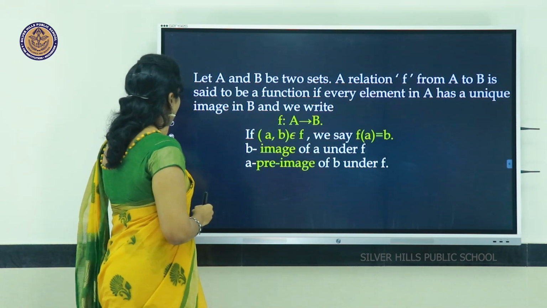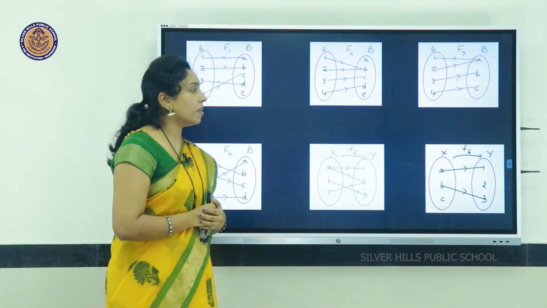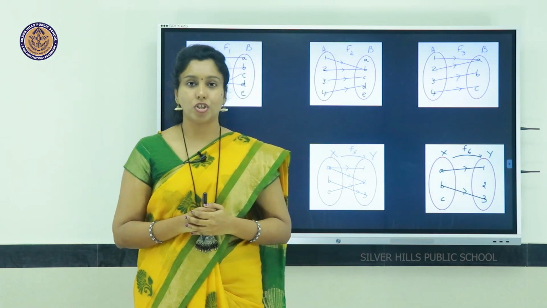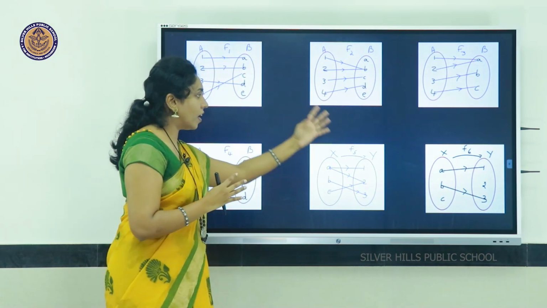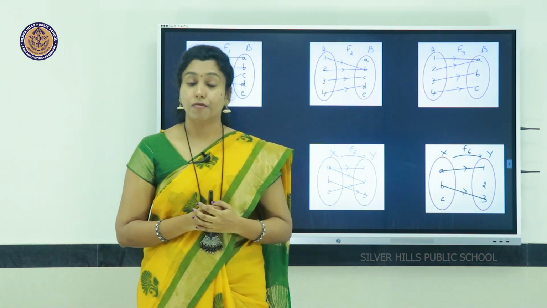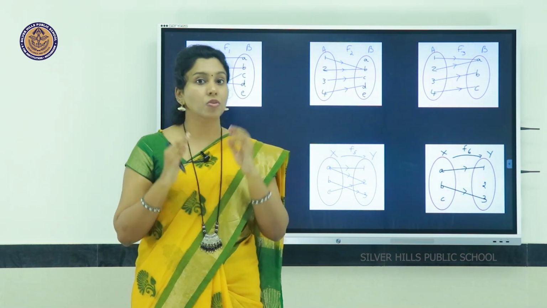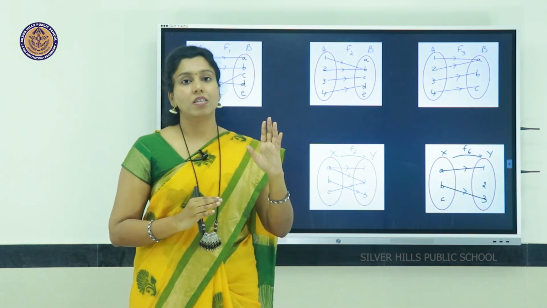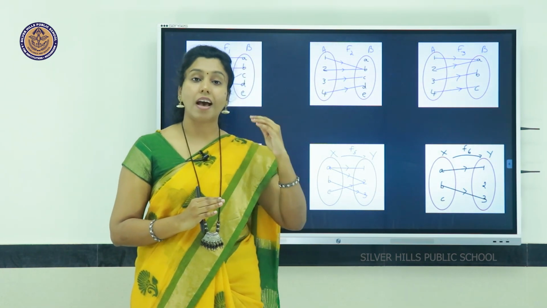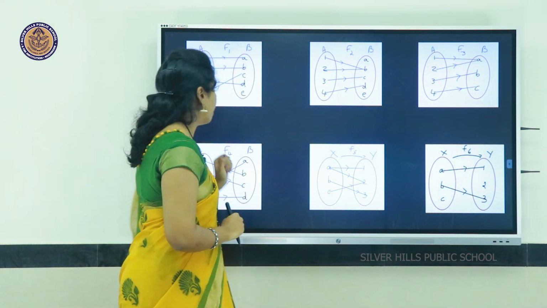Now, let us see some of the examples. You can see so many arrow diagrams here, and we know an arrow diagram is a pictorial representation of a relation. So, we have so many relations here. Now, we are going to check which among these are functions and which are not. So, hope the definition is clear to you. What was the definition? We concentrate on the first set. Every element in the first set has a unique image in the second set. So, let us check one by one.